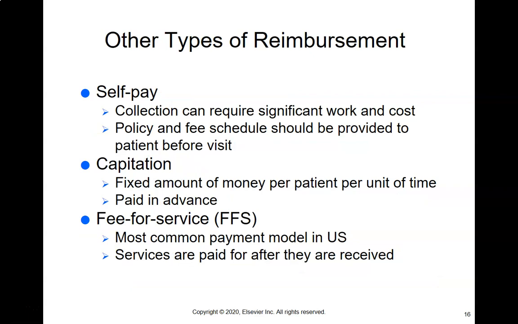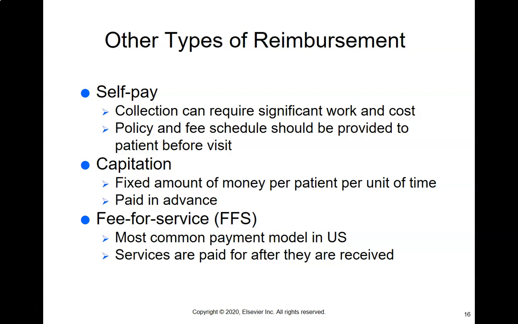Other types of reimbursement. With self-pays, collection can require significant work and cost. Policy and fee schedules should be provided to the patient before the visit. When the healthcare provider signs a capitation agreement, a list of specific services that must be provided to patients is included in the contract. The amount of capitation will be determined in part by the number of services provided and will vary from health plan to health plan. Capitation is the fixed amount of money per patient per unit of time, and it is paid in advance.